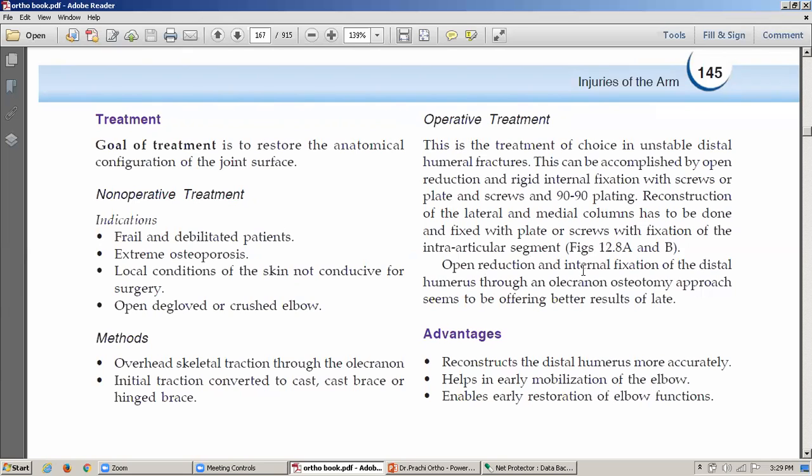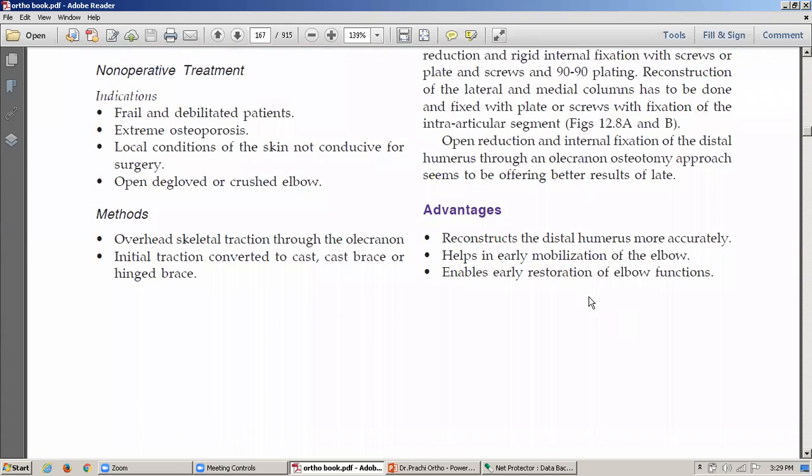Open reduction and internal fixation of the distal humerus through an olecranon osteotomy approach seems to offer better results of late. The advantages of this are that it reconstructs the distal humerus more accurately. It helps in early mobilization of the elbow and enables early restoration of elbow function.